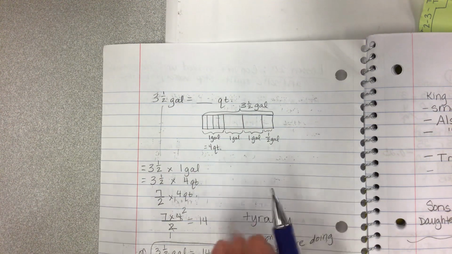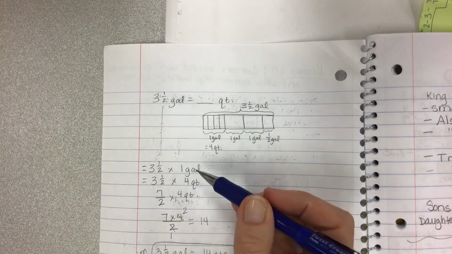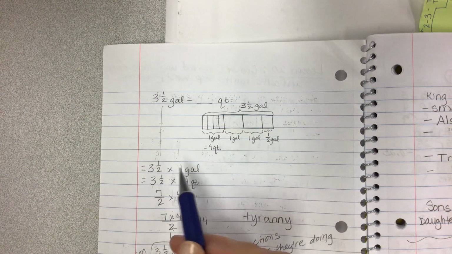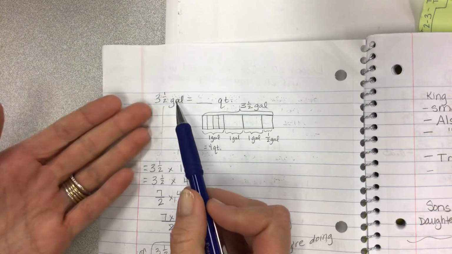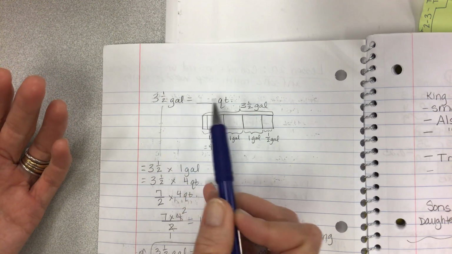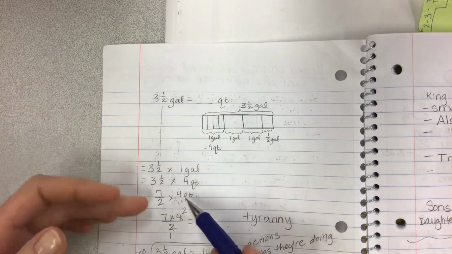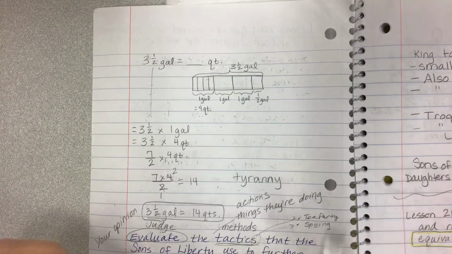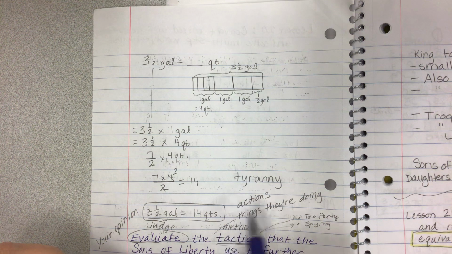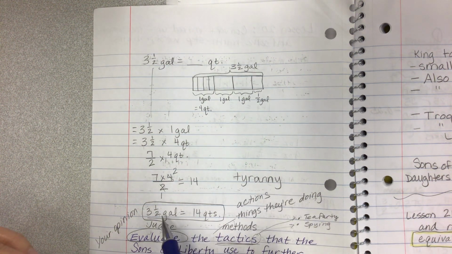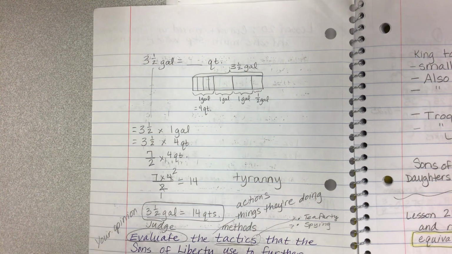Because we're mixing it up today, this one is going to go from 1 gallon to 4 quarts, because a gallon is a larger unit and quarts are smaller. When you go from a larger unit to a smaller unit, you're going to end up with more of the smaller unit. Don't worry about tyranny. You'll be studying that in social studies. 3.5 gallons equals 14 quarts.